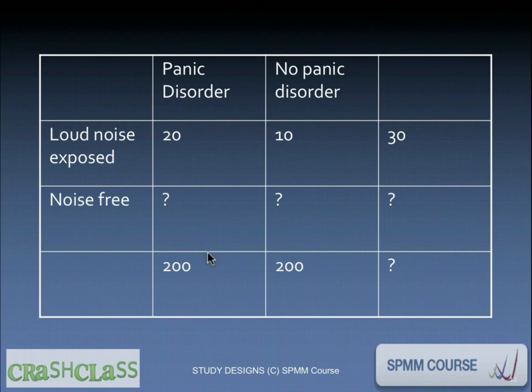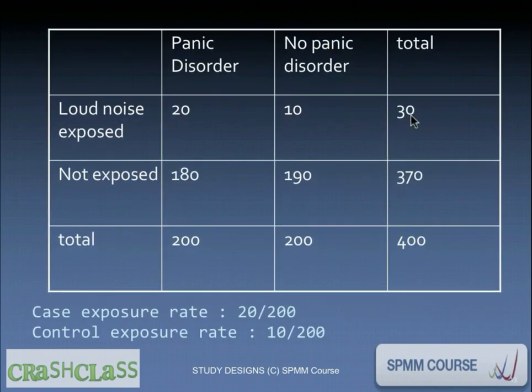Let's first start with the values that we have in the study. We have 200 people with panic disorder and 200 people with no panic disorder. Now we know out of this 200 with panic disorder, 20 have the exposure. And out of this 200, we have 10 with the exposure. So we put those values in these boxes and then we fill the rest of the missing values by subtracting from the total numbers, and we are getting 20, 10, 30, 180, 190, 370, 200, 200 and 400 here. So the case exposure rate is now, how many people are cases? Everybody with panic disorder is a case. So the exposure rate is 20 by 200. Out of 200 cases, 20 are exposed. What about the control exposure rate?